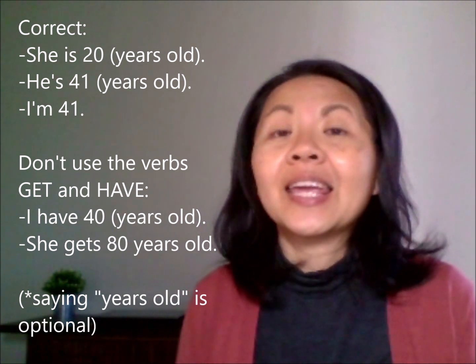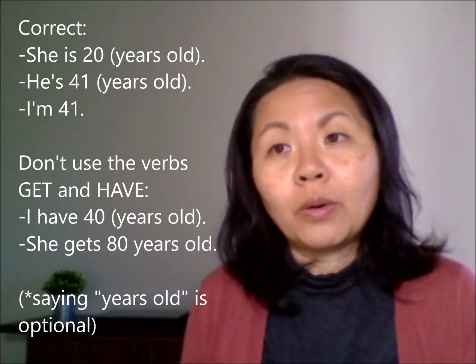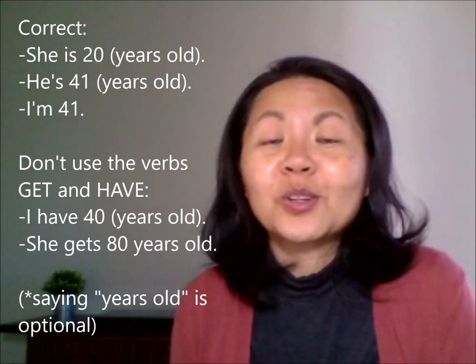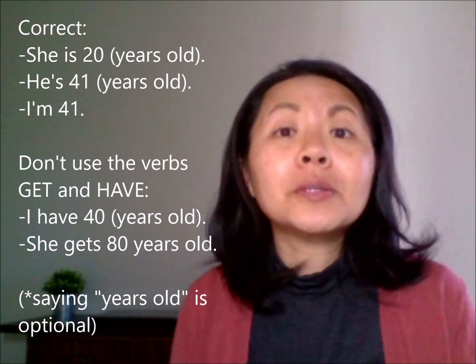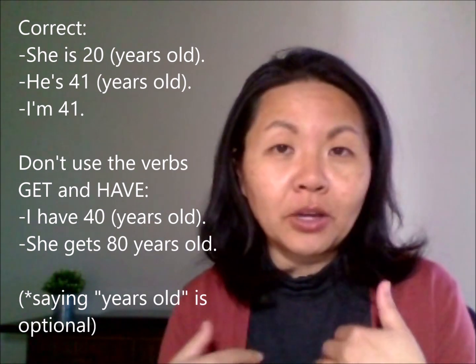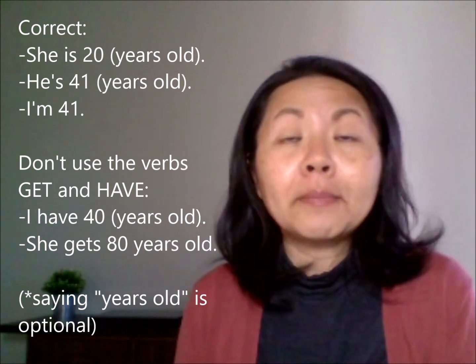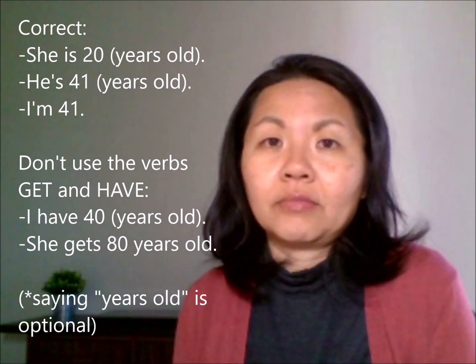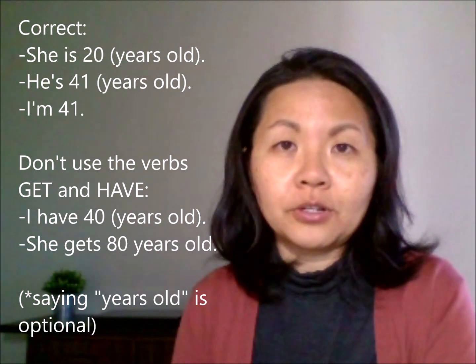So we can say he is 41, she is 20. So we use the be verb is or am. And in this case, if you're talking about yourself, you can say I'm 41. You can leave out the years old, it is optional. I am or he is. All right, so make sure that when you talk about age, you're using the be verb.